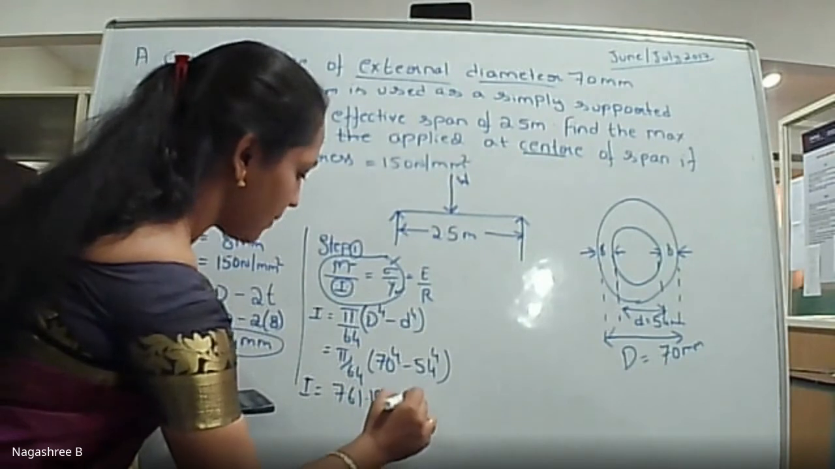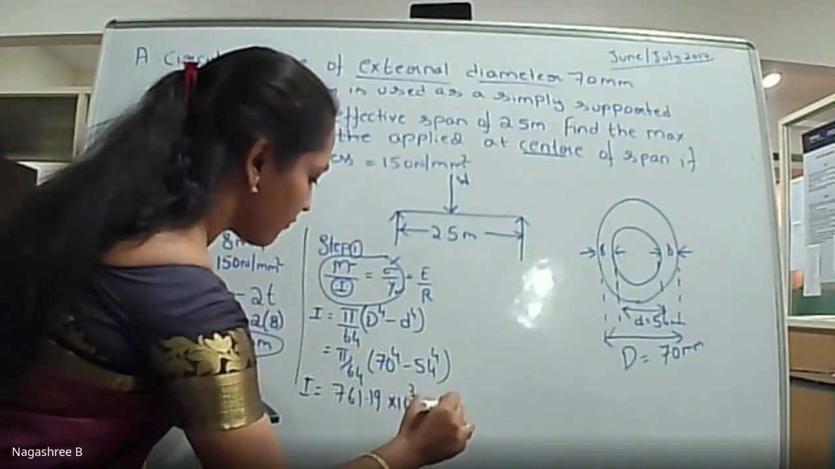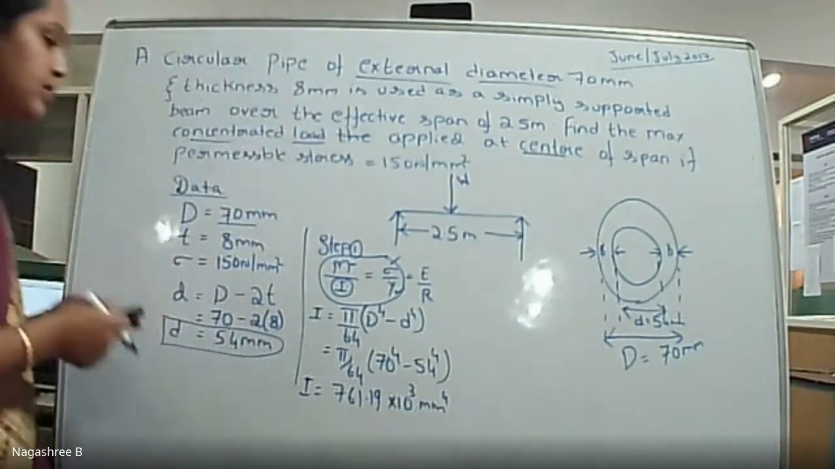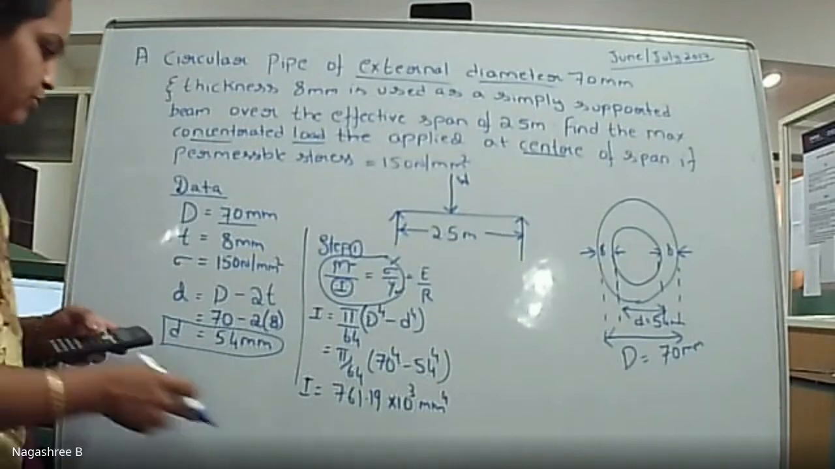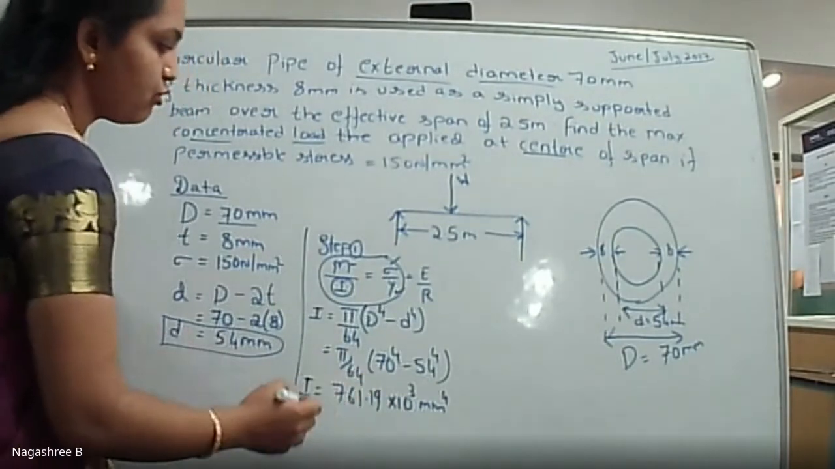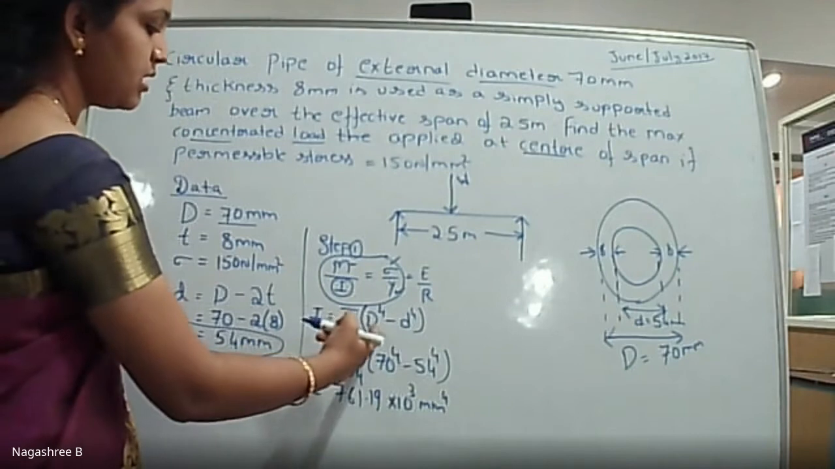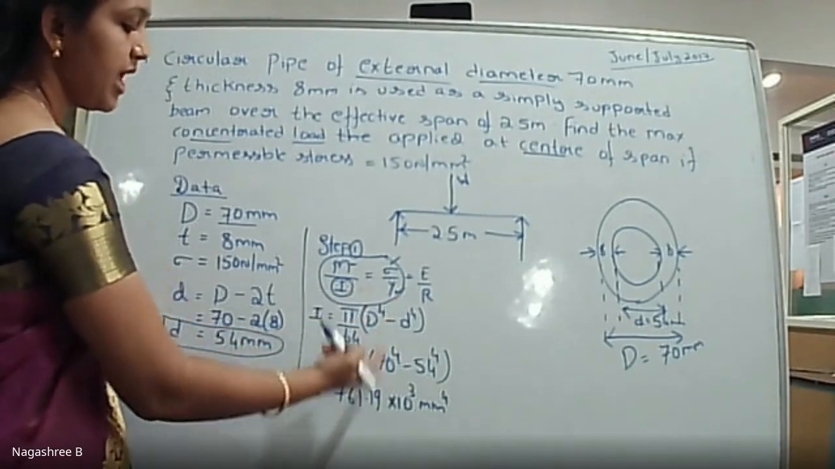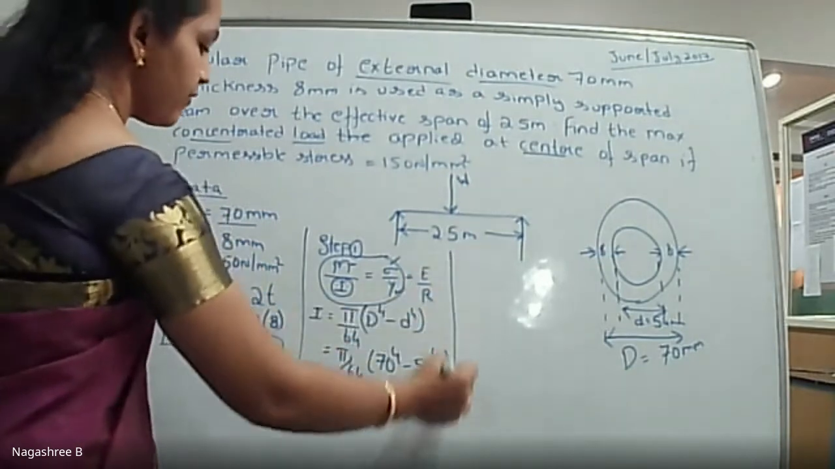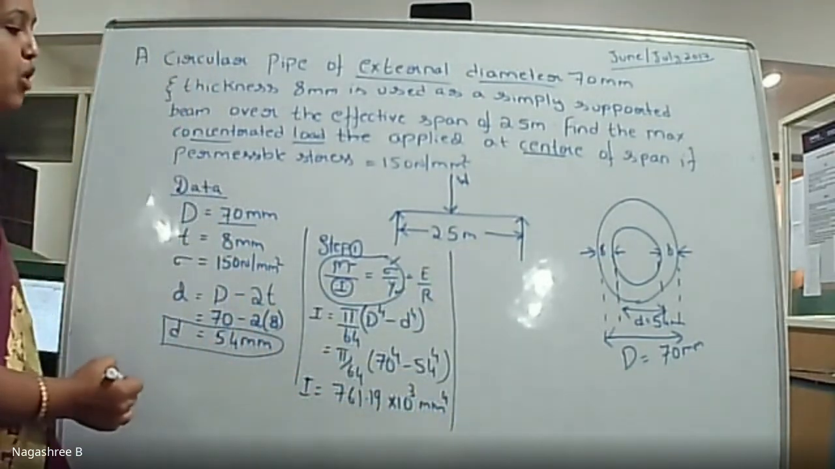761.19 into 10 power 3 mm power 4. So 761.73 into 10 power 3 into 10 power 3 we are getting the value, into pi divided by 64. Yes, 761.19 into 10 power 3 mm power 4. Why is it in mm power 4? Because d is in mm, so d power 4 will be mm power 4. So this is how we are supposed to calculate the value of I.